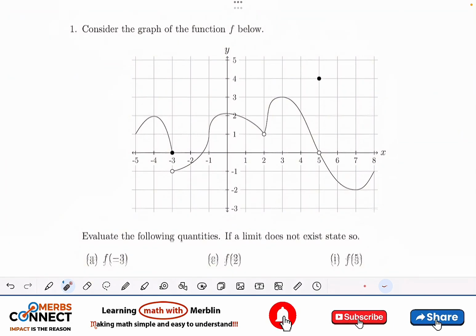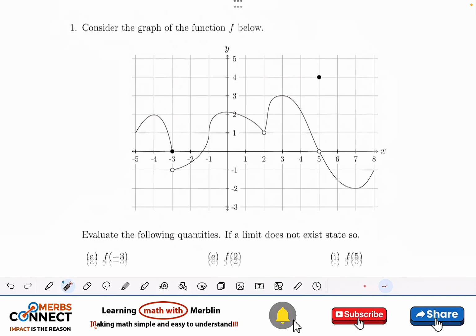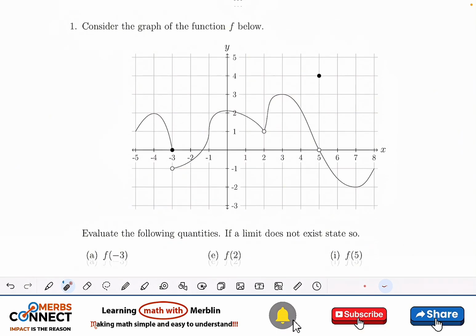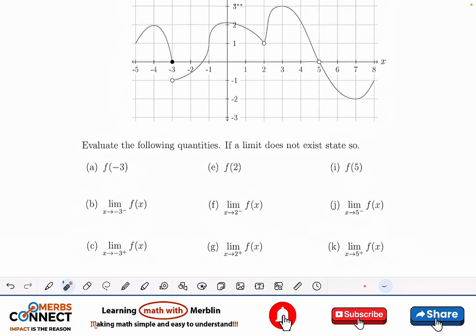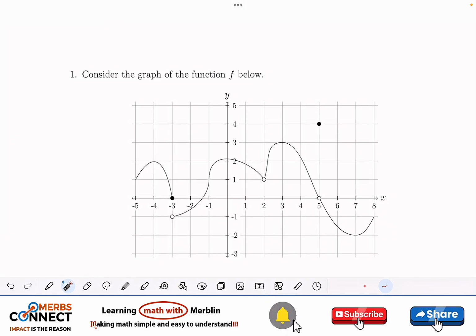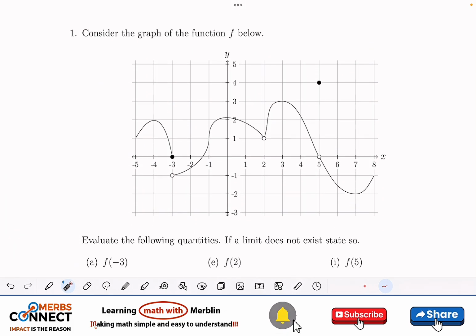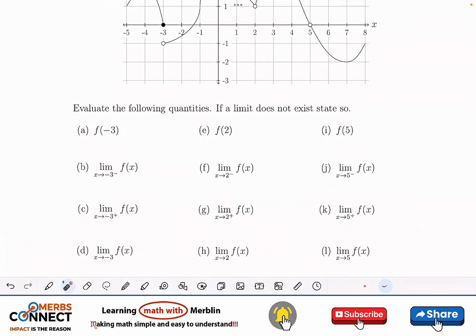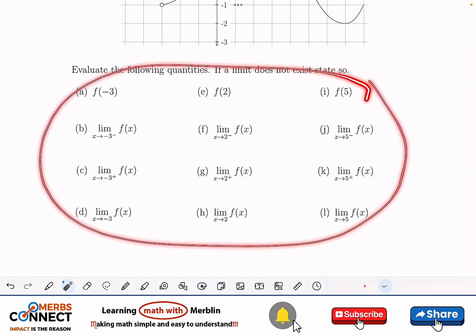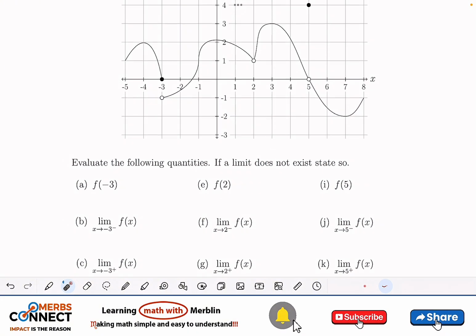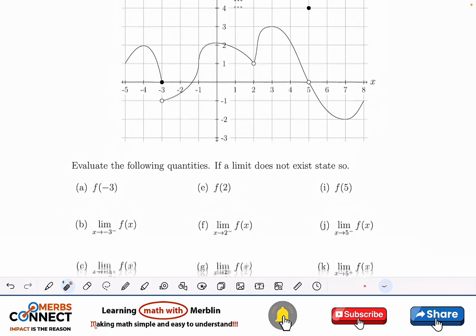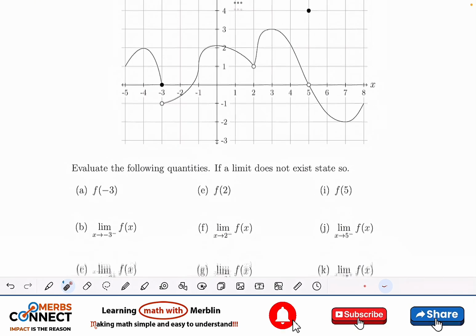So consider this graph here. At times when they give us the question, they give us the functions to work with. But this one, they've given us the graph and we want to determine this limit, or evaluate this limit. So let me show you how to find your limit from a graph.